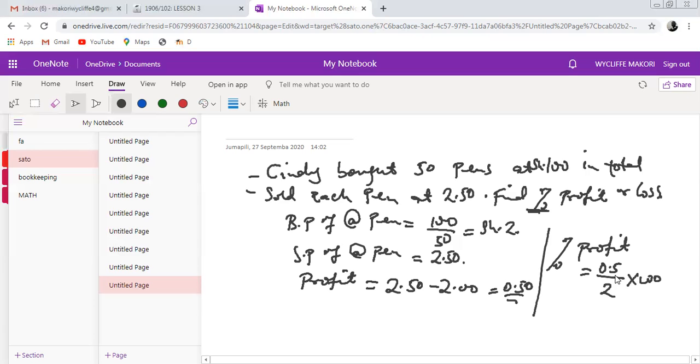It is always the profit over the cost. But now we cannot use the cost of 100 because this is a profit for 1 pen. So we calculate using the cost of 1 pen, and you'll find that this is 0.5 divided by 2, which is 25%. A profit of 25% was realized.